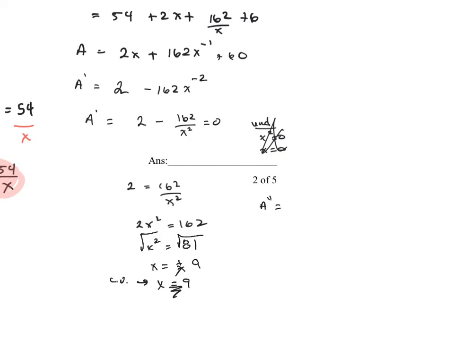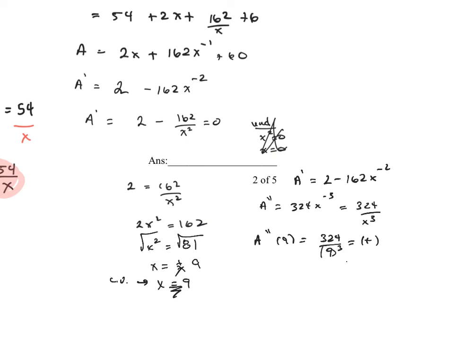If I use the second derivative test, again, I'm going to be looking at the derivative as 2 minus 162x to the negative 2. The derivative of 2 is 0. The derivative of negative 162x to the negative 2 would be negative 162 times negative 2, which is 324. Then it would be x to the negative 3, which is the same thing as 324 over x cubed. I go ahead and I plug in 9. When I plug in 9, it would be 324 over 9 cubed, which is a positive number.